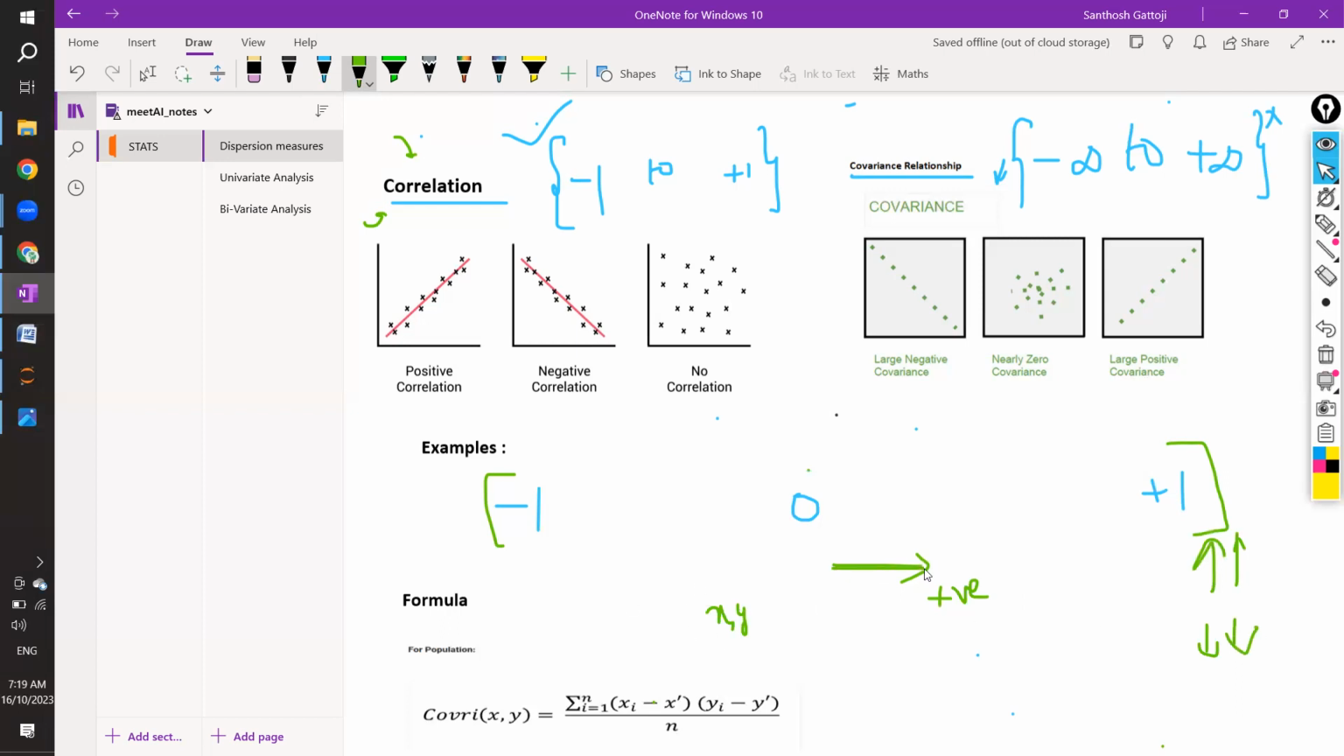If the correlation is positive, that means both are moving in the same direction. Increase, increase, decrease, decrease. Agree? Here, can you see? Increase, increase, increase, or decrease, decrease, decrease. That is positive correlation. Fine.